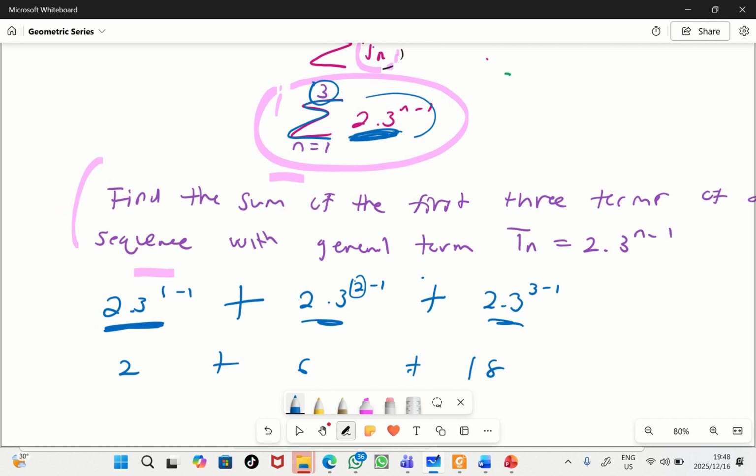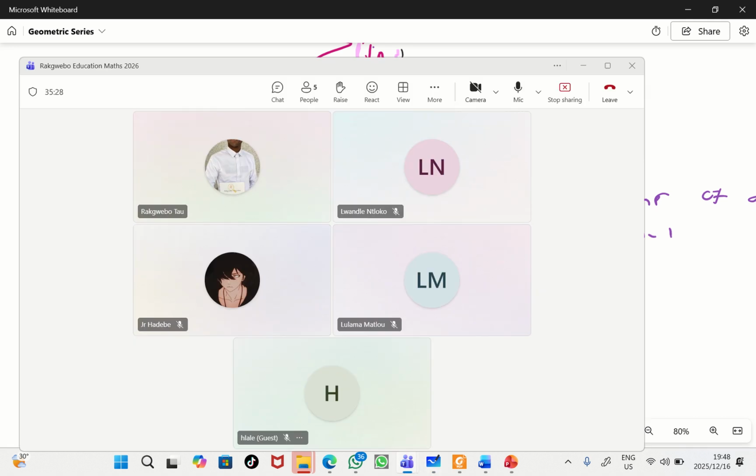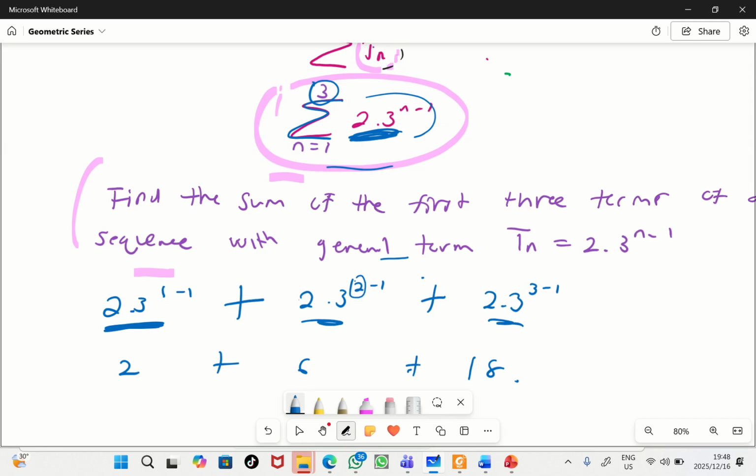Lulama, can you connect this and that? Can you please respond with a thumbs up, or say something, just to make sure that you understand. Yes.